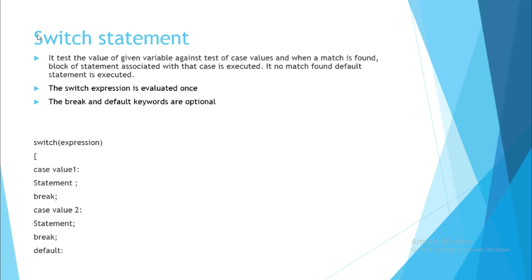Now in switch statement, what is happening is you will be given multiple conditions, and among those conditions only one value or one particular expression will be evaluated. Now over here I have written it tests the value of a given variable against a set of test values, and when a match is found that particular case is executed, and if it is not found then the default statement will be printed. Over here we will be using two keywords, one is break and another is default.